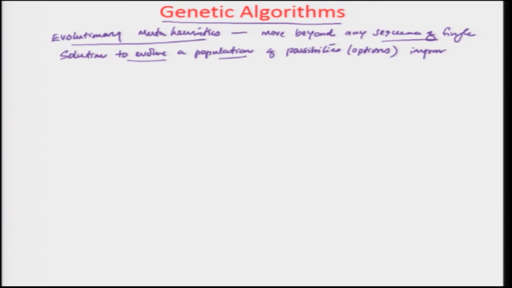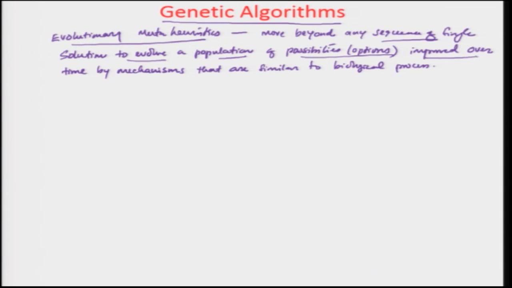Improved over time by mechanisms that are similar to biological processes. So instead of moving from one solution to another, you develop mechanisms that allow you to create a pool of solutions, which is what you call a population, and from the pool of solutions you then find one of the best possible options that you can get.